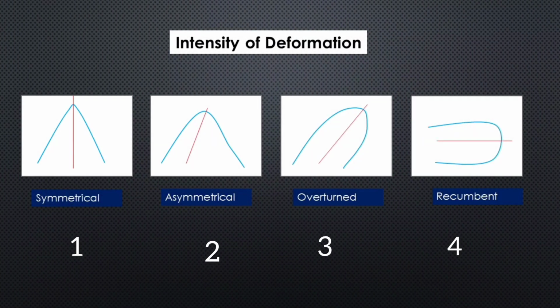And here it is. Intensity of deformation. First one is the symmetrical. The central red line indicates the axial line. First, both limbs are equal. Next one is the asymmetrical. It's slightly deformed. One limb is steeper. Then the third one is the overturned, with somewhat more deformation. The tilt is somewhat higher than the asymmetrical. And in the recumbent case, it's completely deformed. So here we can see the increasing deformation intensity from symmetrical to recumbent, how it forms. I hope it might be useful.